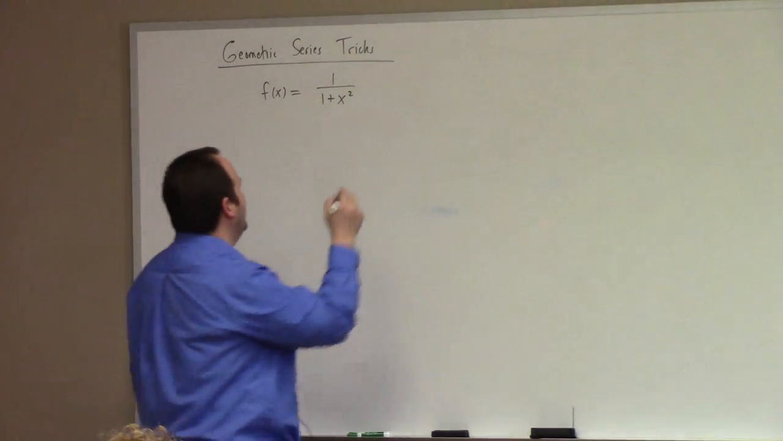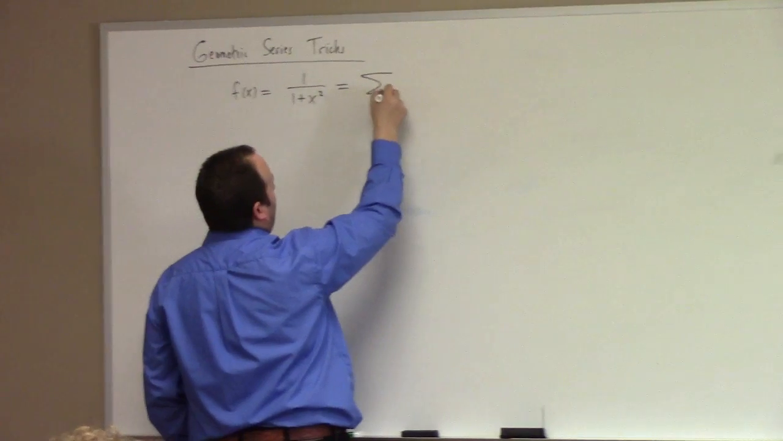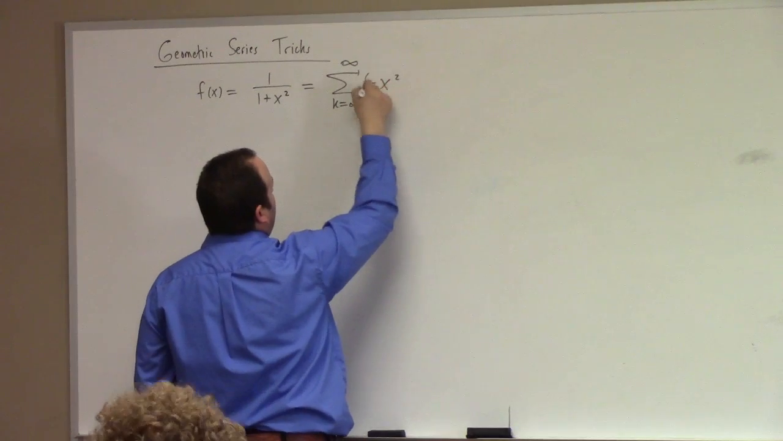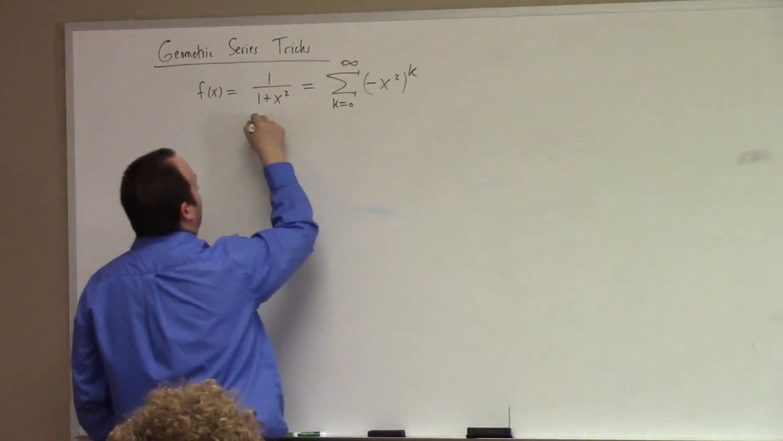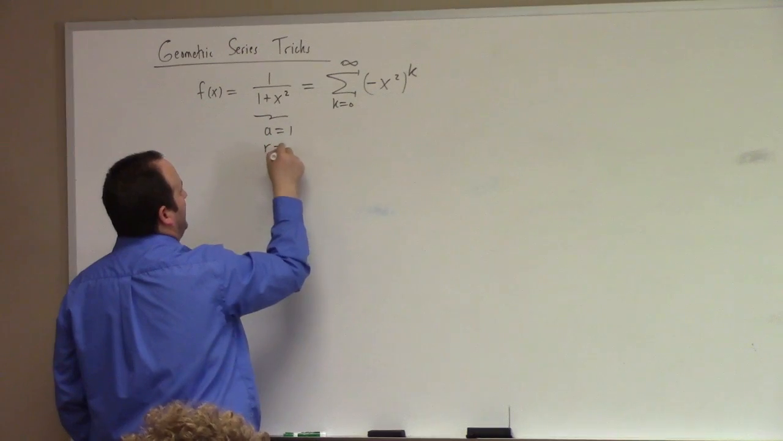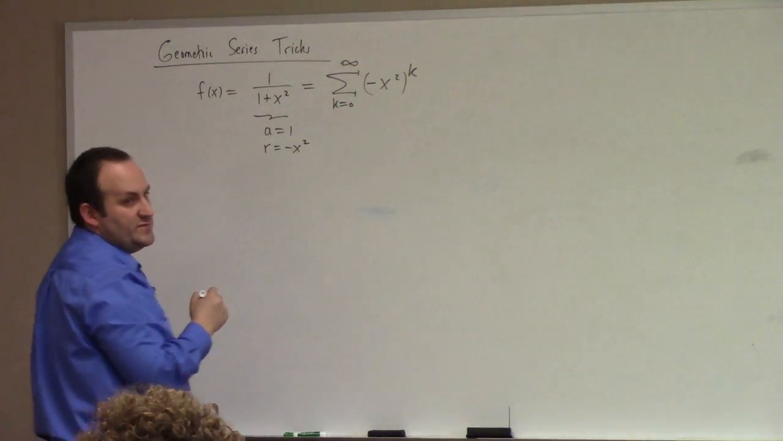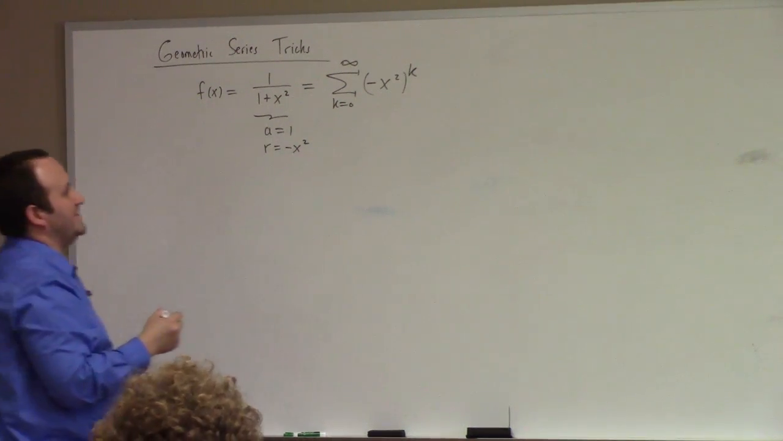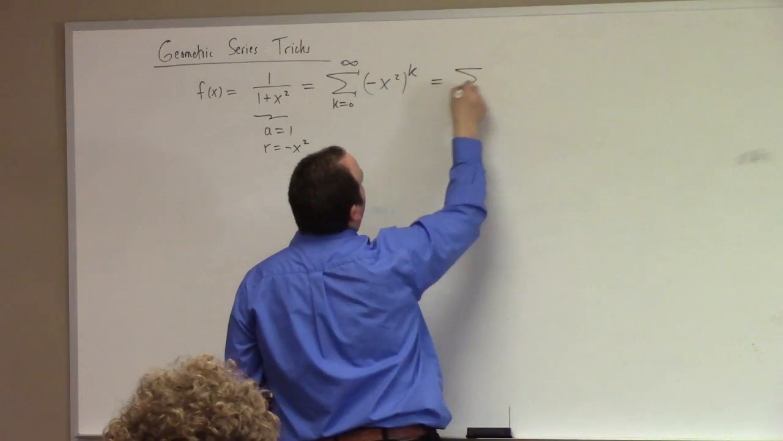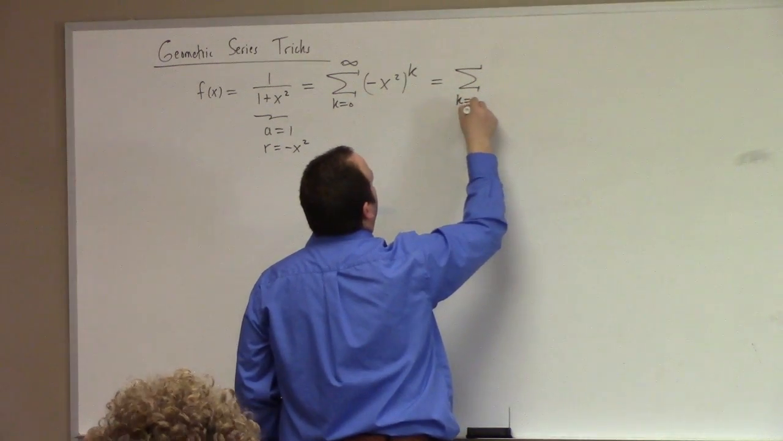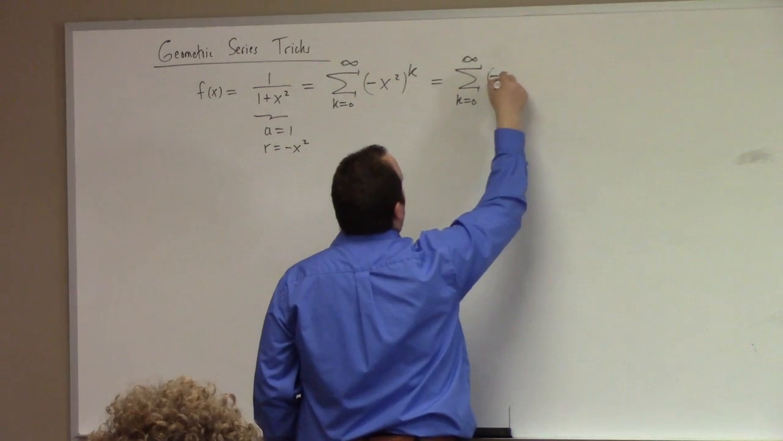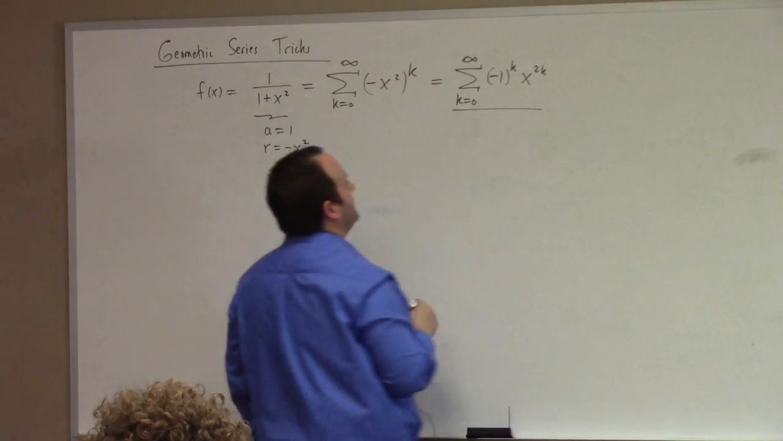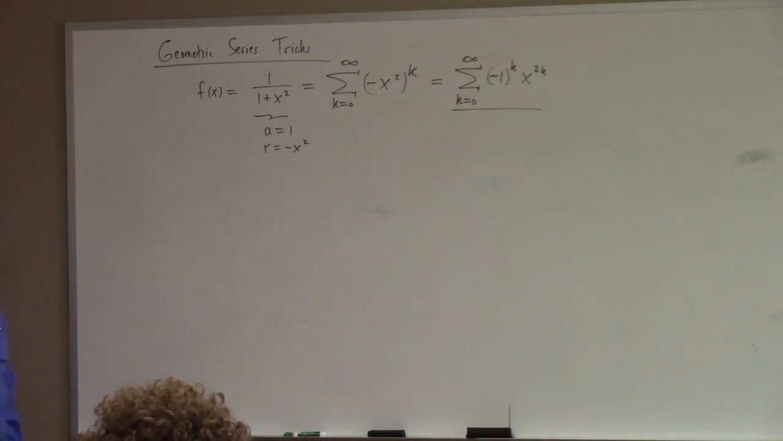Yeah, okay. So this is the sum, k equals 0 to infinity, of minus x squared to the k power. a equals 1, r is equal to minus x squared, right? Geometric. Something really weird about this example, by the way. So there you go. There's the power series for 1 over 1 plus x squared.